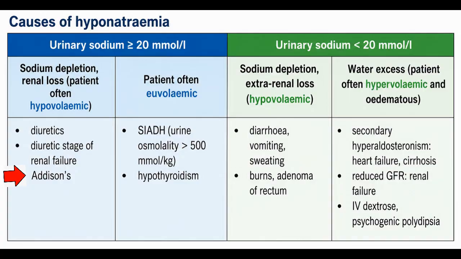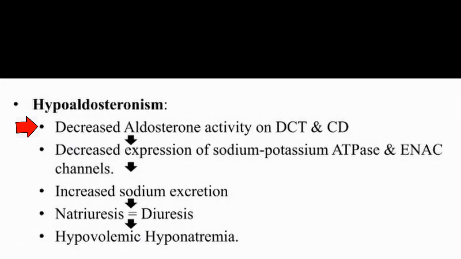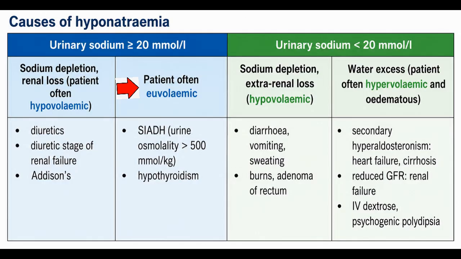Addison's disease. In primary adrenal insufficiency, there is aldosterone deficiency. Normally, aldosterone promotes sodium reabsorption in the distal nephron. Without aldosterone, sodium is lost in urine. Water follows sodium. The patient becomes hypovolemic and hyponatremic. B. Patient often euvolemic. These patients have normal extracellular fluid volume, but excess free water dilutes serum sodium.